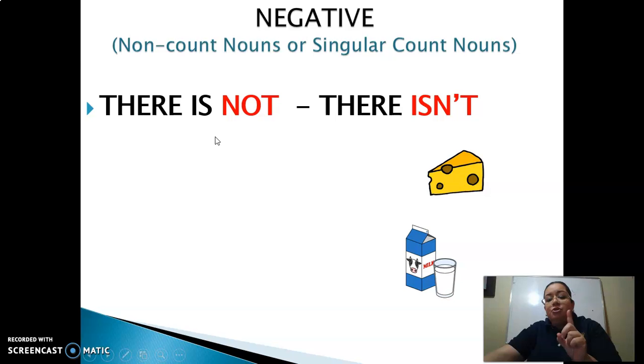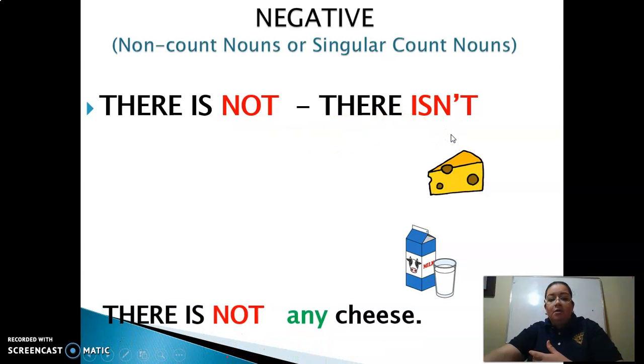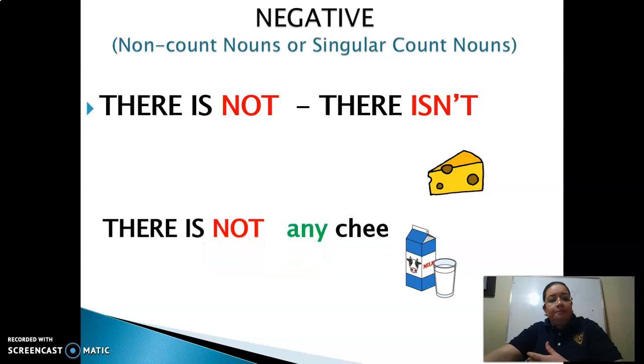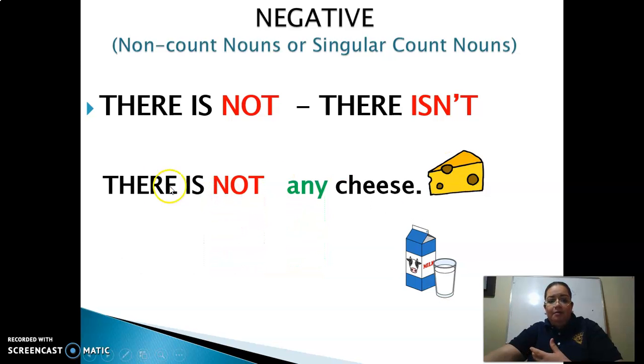Just make sure that you choose one. You cannot use two: you choose there is not, or you use there isn't. That's right. Okay, so now let's go there. You have in negative, there is not any cheese. That means that we don't have cheese. There is not any cheese. Nada, zero, no cheese. No cheese for you, no quesadillas for you because you don't have cheese. Okay, that's right.